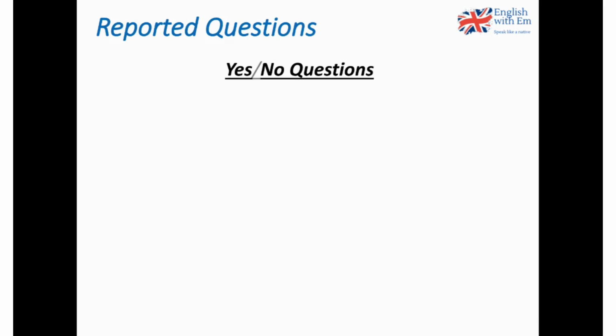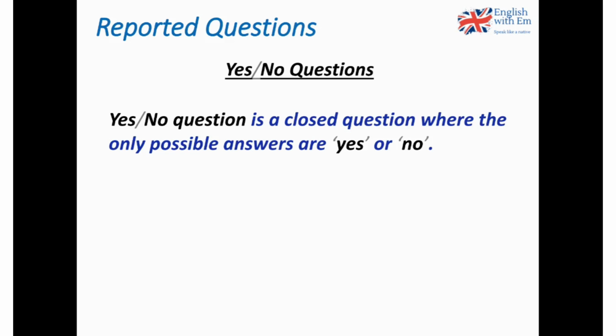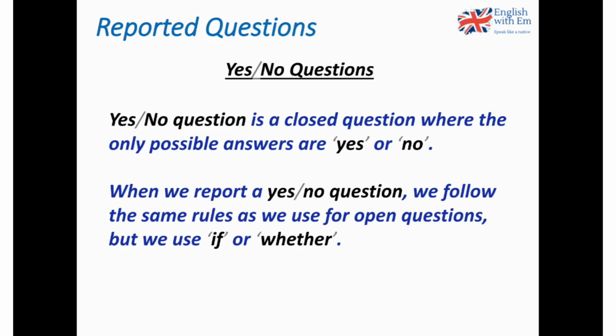Now we're going to move on to the final type of question here, yes or no questions. So a yes or no question is a closed question where the only possible answers are yes or no. Do you like pizza? Yes or no. When we report a yes or no question, we follow the same rules as we use for open questions, but we use if or whether. And if and whether are exactly the same. You can use either one. It doesn't make any difference.